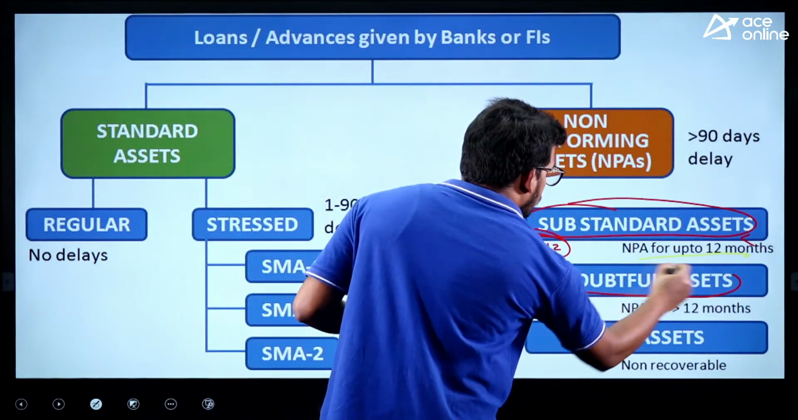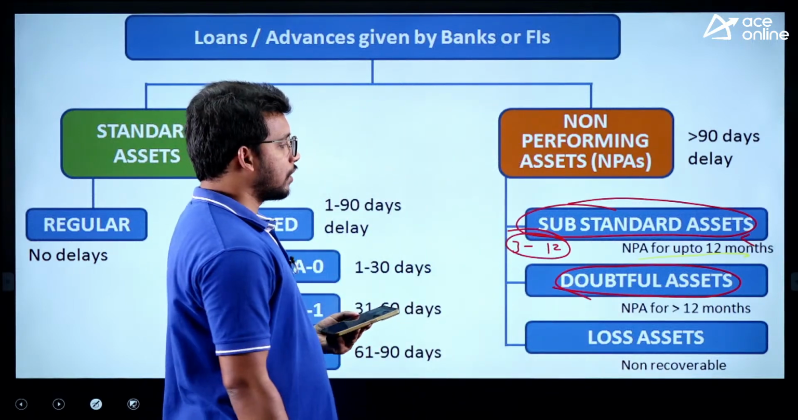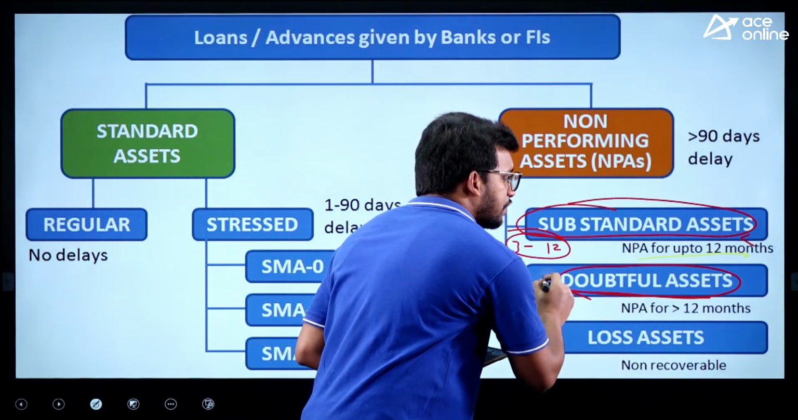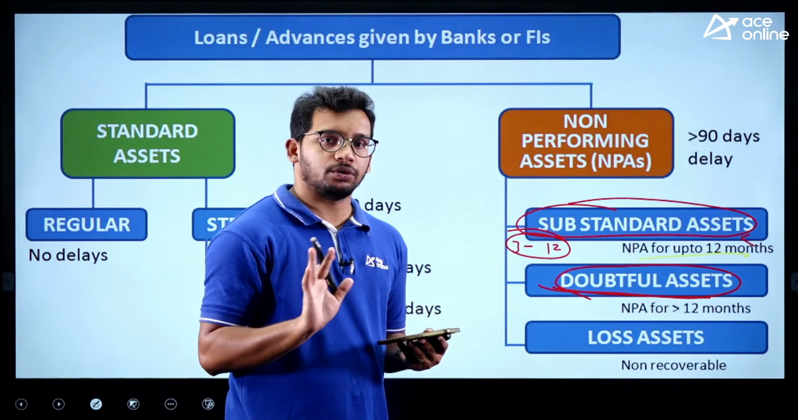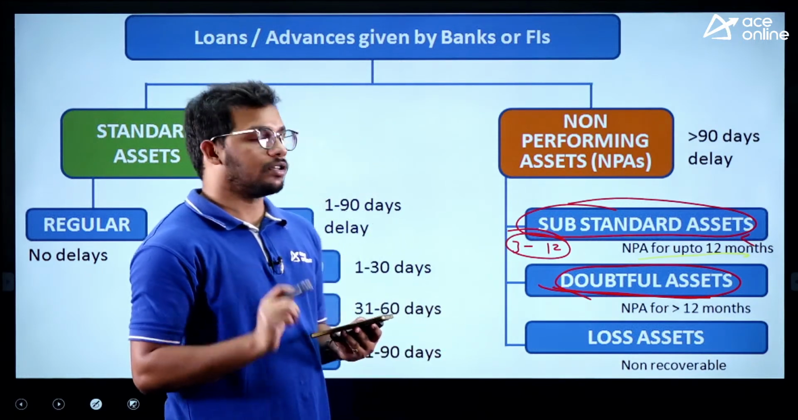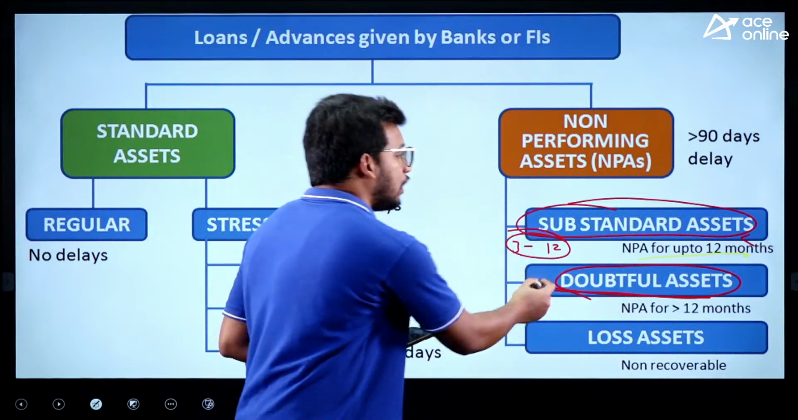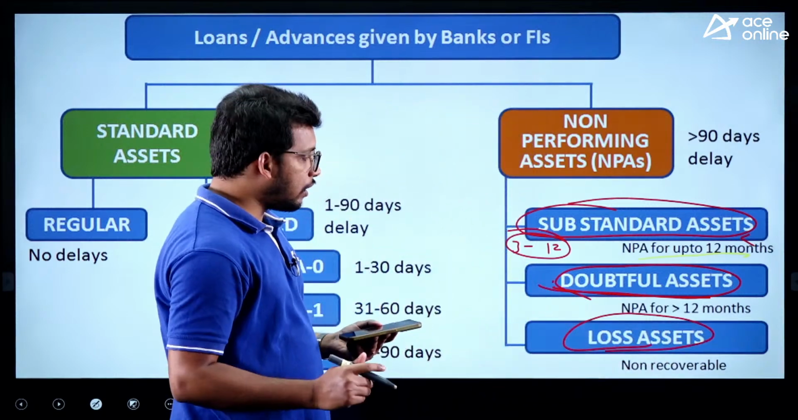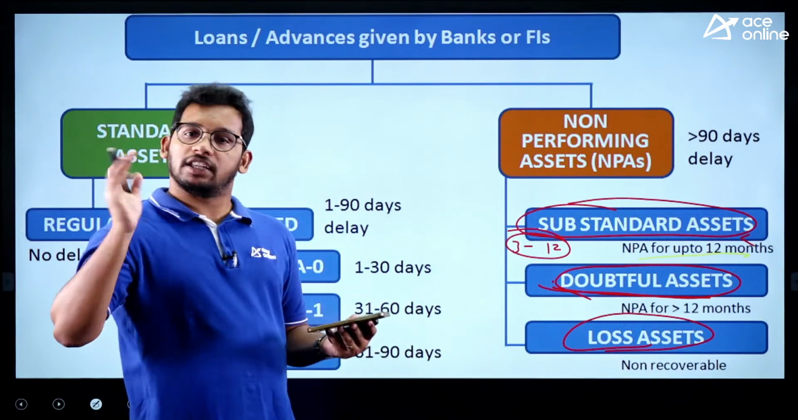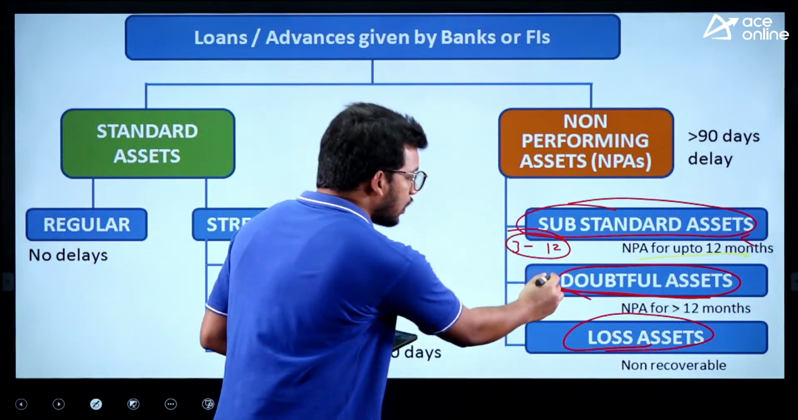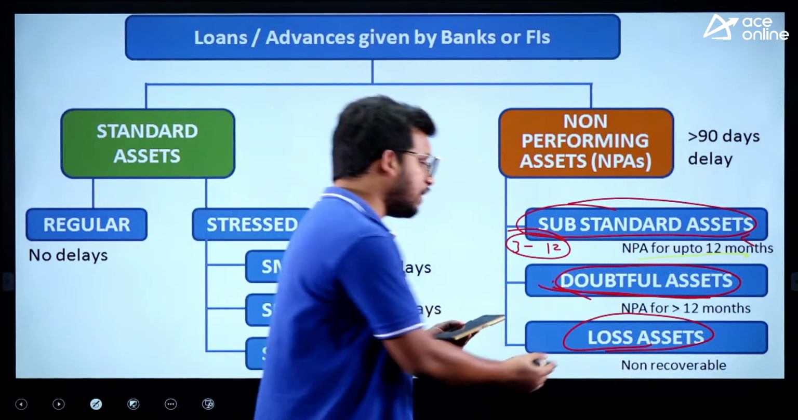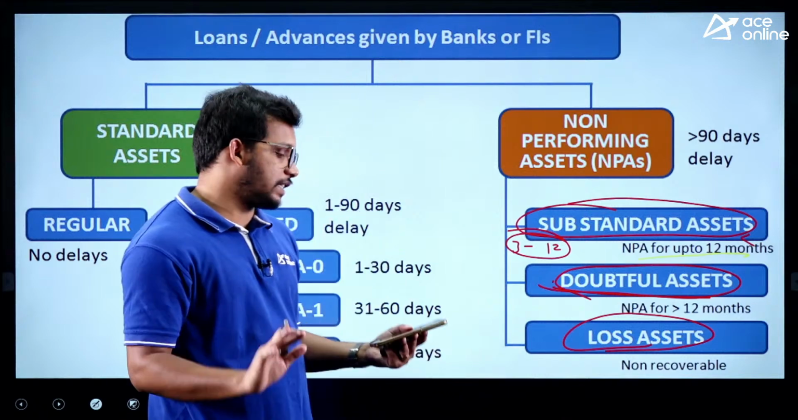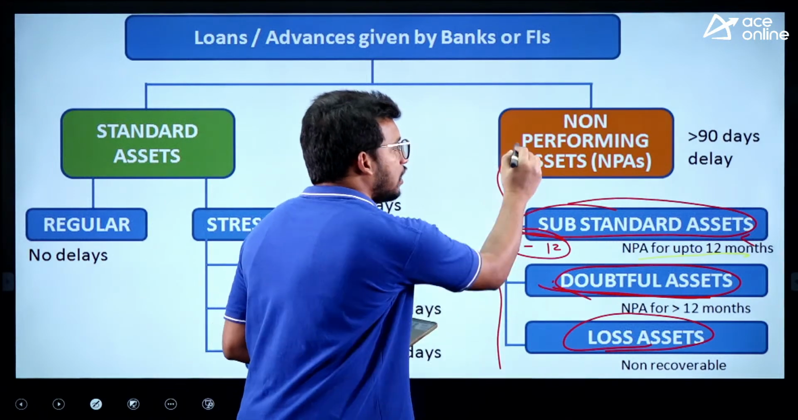If I don't pay for more than 12 months, then it is classified as a doubtful asset. It is doubtful that this person is going to pay anymore. So if it is more than 1 year, it is a doubtful asset. And it can be classified as a loss asset when it is non-recoverable. If the bank declares that this person is not going to pay, that is called a loss asset. So these classifications exist within non-performing assets.